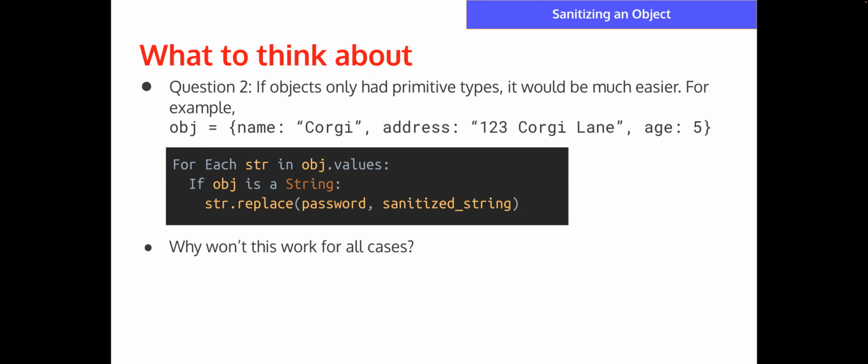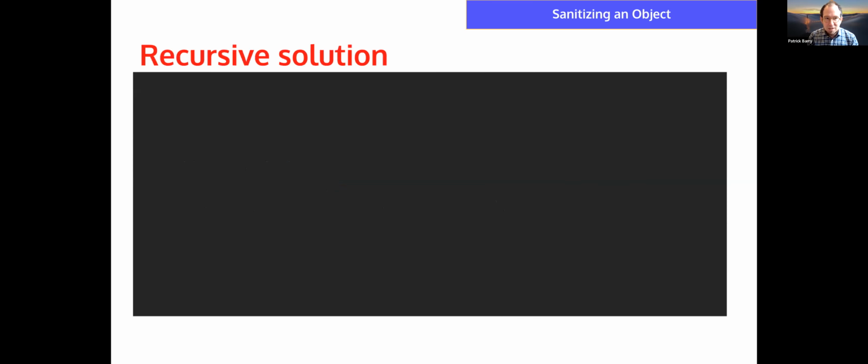Some of the values might be a list, as you said. Yeah, this doesn't go into any nested structure. If one of the values is an array, string.replace doesn't operate on an array. You need to go inside the array, just like you need to go inside objects. So the way you do that is you recurse. So let's go step by step through how we would make some code to do that.